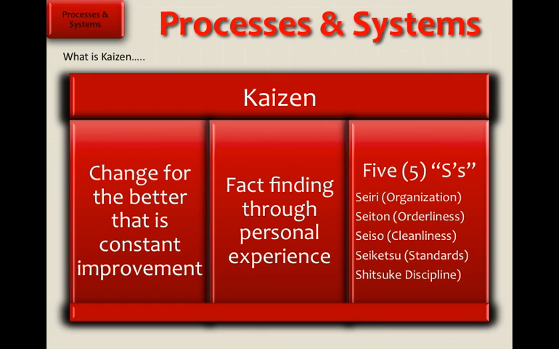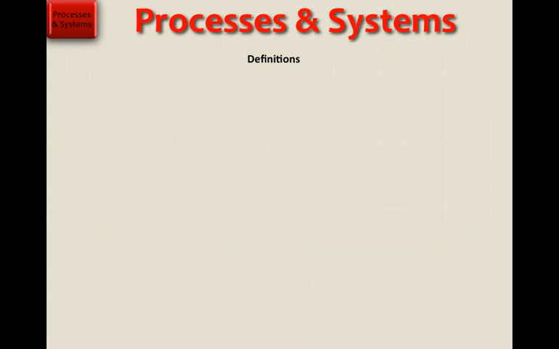Seiri, which is organization first, Seiton, which is orderliness for the organization, Seiso, which is cleanliness, Seiketsu, which is the standards that are set, and Shitsuke, which is the discipline that the organization must have. How do we summarize Kaizen? Small steps in change for the better that is part of constant improvement.